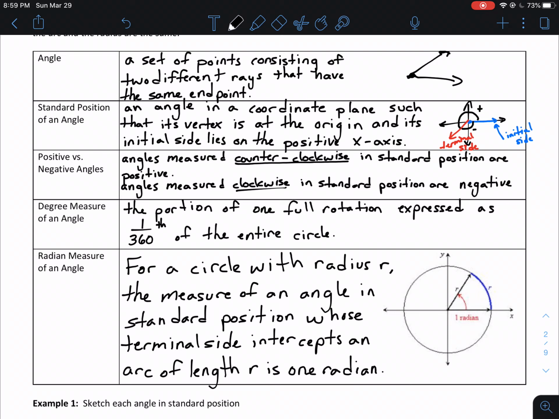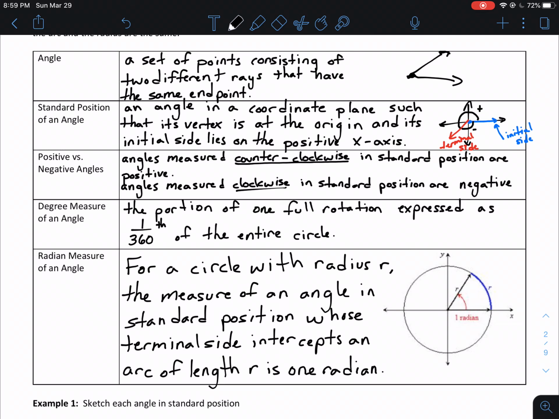All right, 2 more definitions before we look at some examples. The next definition, degree measure of an angle, is the portion of one full rotation that's expressed as 1/360th of the entire circle. That's the one that you're probably familiar with when you're talking about 30 degrees or 45 degrees or 90 degrees. The second one's a little bit different.